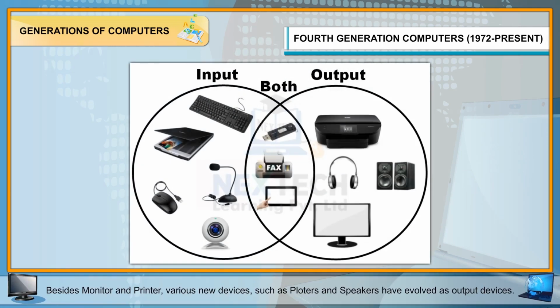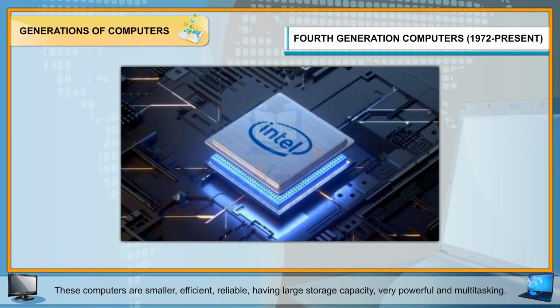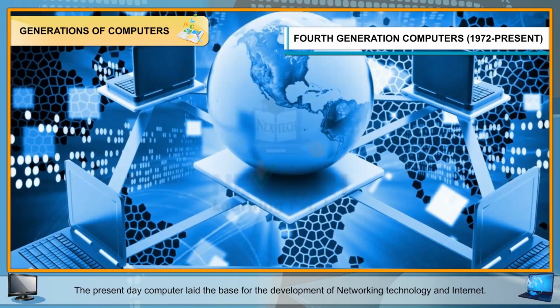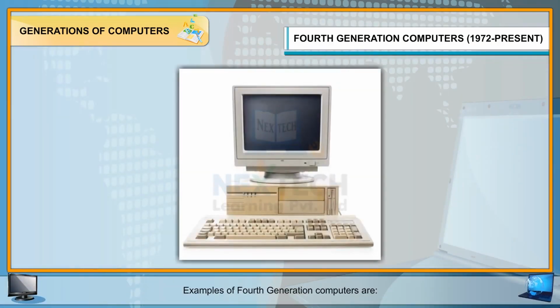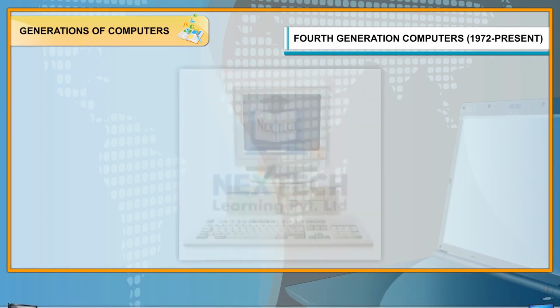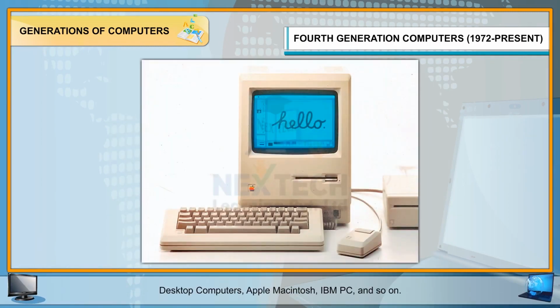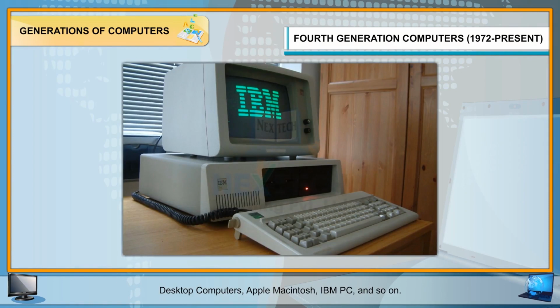Besides monitor and printer, various new devices such as plotters and speakers have evolved as output devices. These computers are smaller, efficient, reliable, having large storage capacity, very powerful, and multitasking. The present-day computer laid the base for the development of networking technology and internet. Examples of fourth generation computers are desktop computers, Apple Macintosh, IBM PC, and so on.